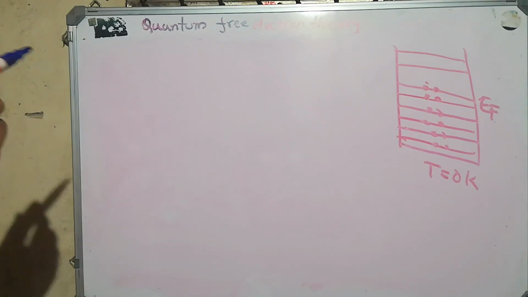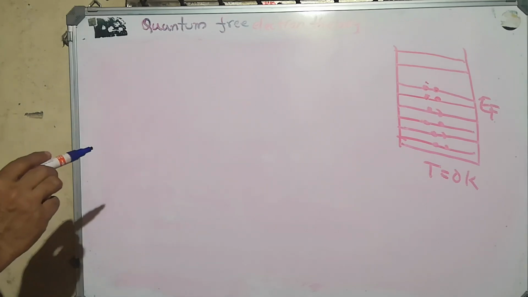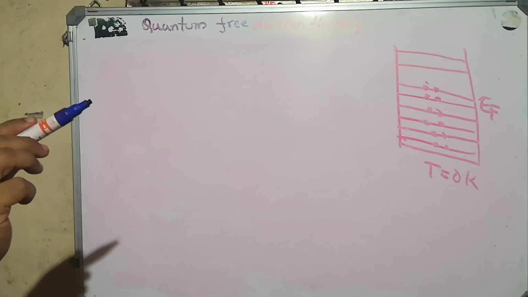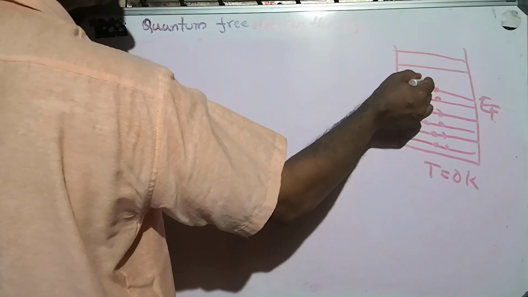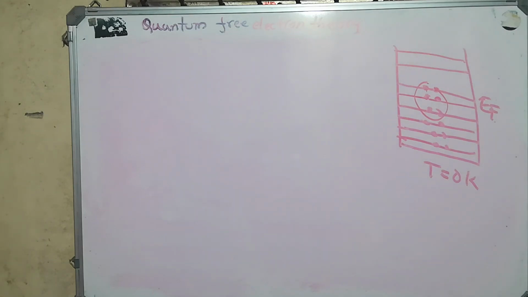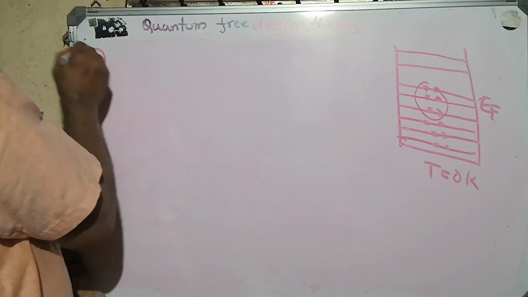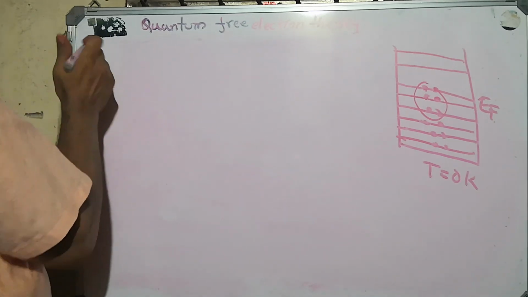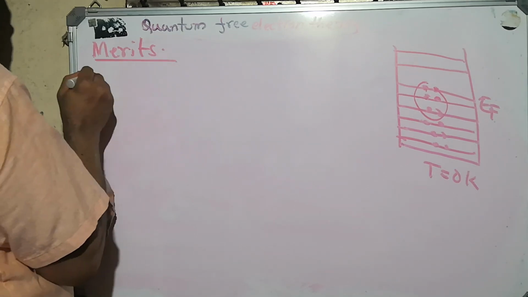In classical free electron theory, all free electrons are the conduction electrons. But according to quantum free electron theory, all free electrons are not conduction electrons. Only those electrons present in the Fermi level or nearer to the Fermi level take part in the conduction process. They are the conduction electrons. This is the main difference between the classical free electron theory and quantum free electron theory. Using this concept, we now have to explain two successes or merits of quantum free electron theory.